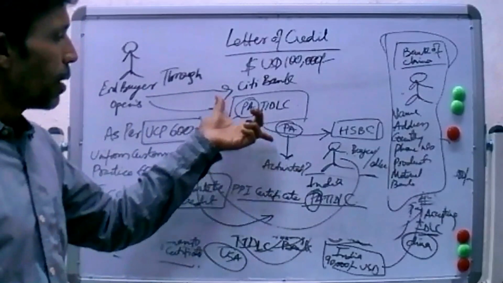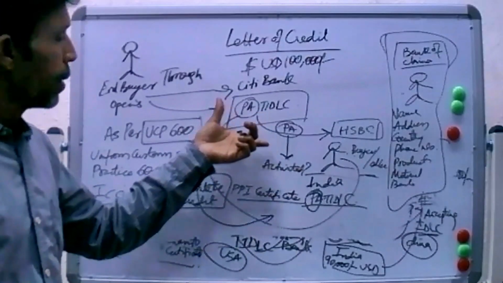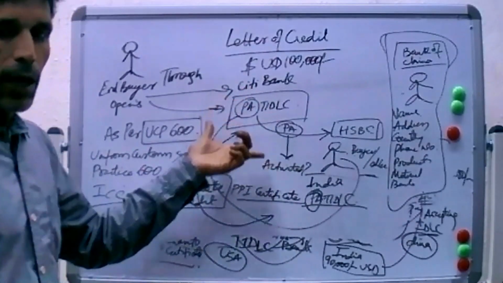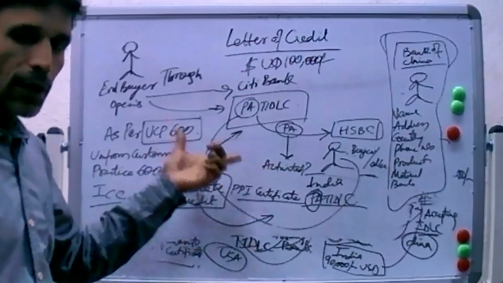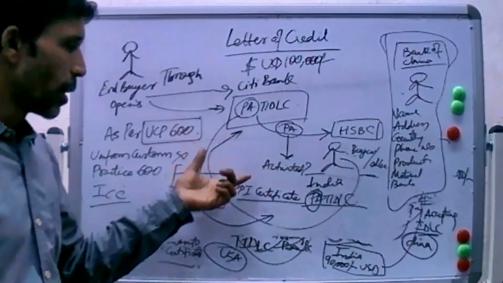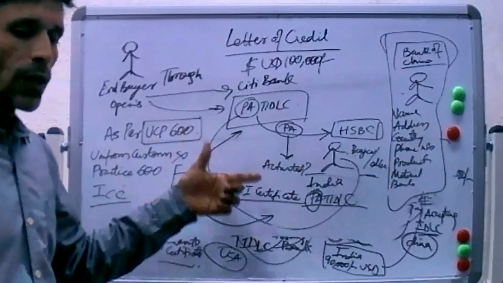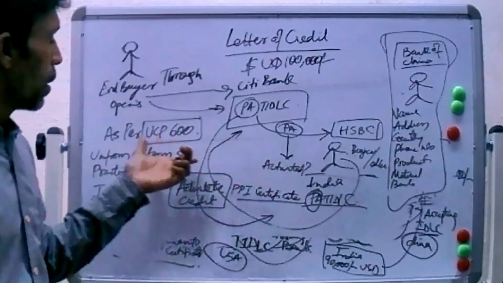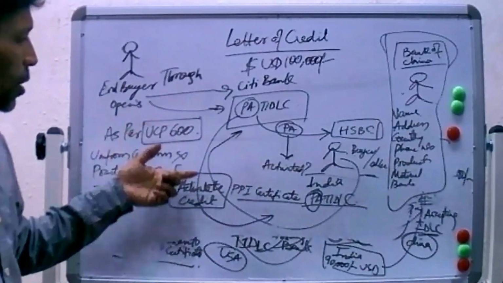And whatever the bank is, I am not counting whether it is a large bank or anything like that. Even if it is a small bank, they cannot play any game as per UCP 600. So that's why you better deal with the large banks. Even if it is a small bank, it is not a problem.